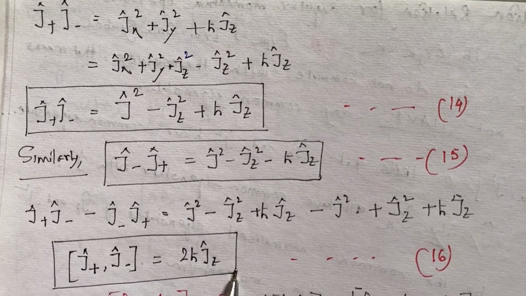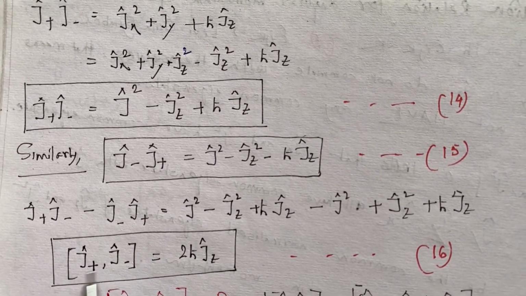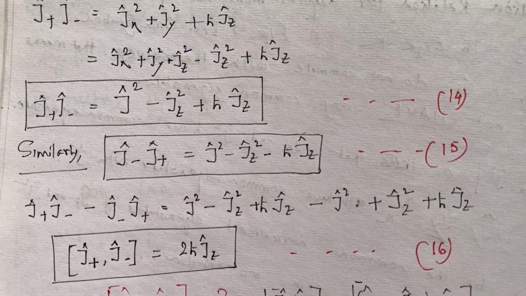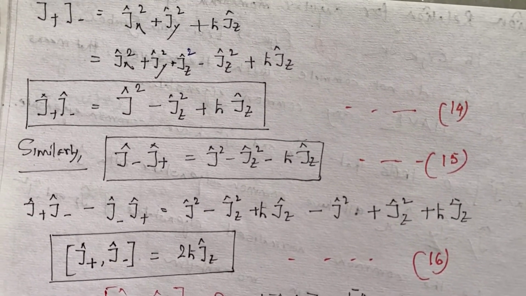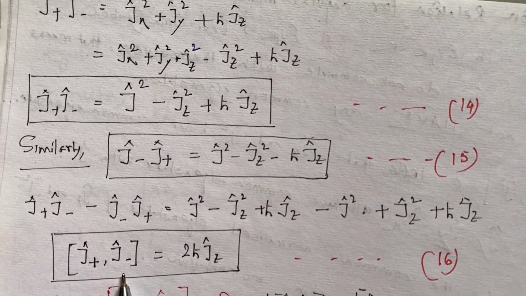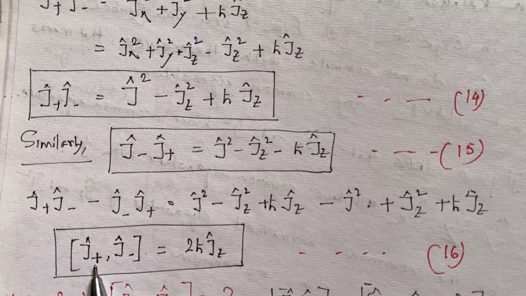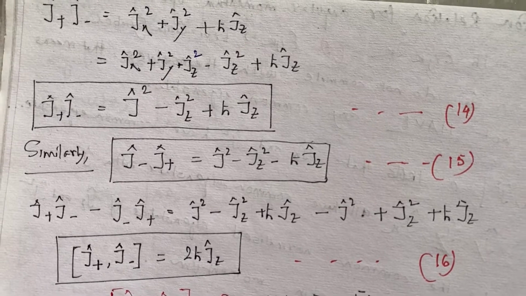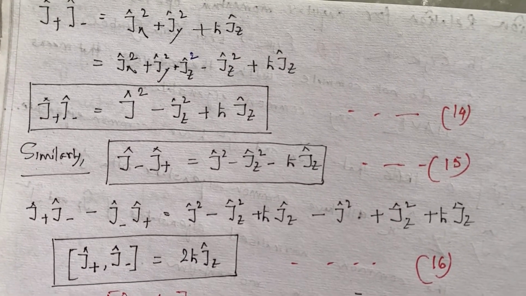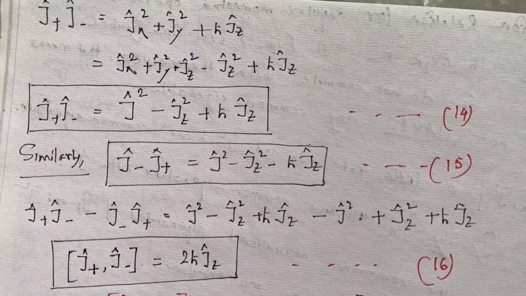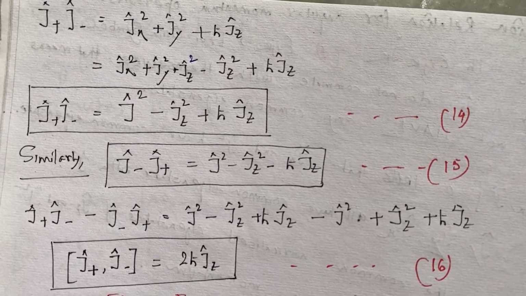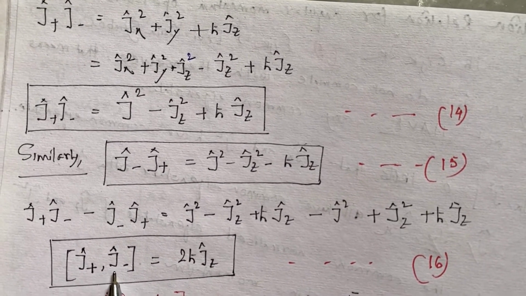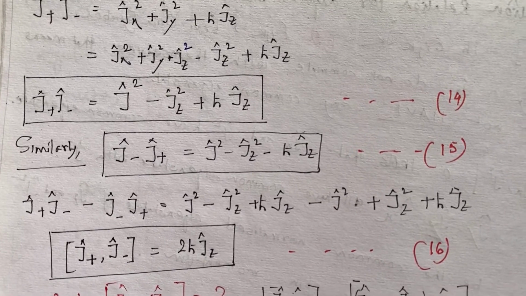This clearly shows me that J plus and J minus do not commute, and this is quite true. This is absolutely all right, because J plus contains Jx, Jy, J minus contains Jx, Jy, and they do not commute individually. Jx does not commute with Jy, Jy does not commute with Jx, which means J plus and J minus should not commute with each other.